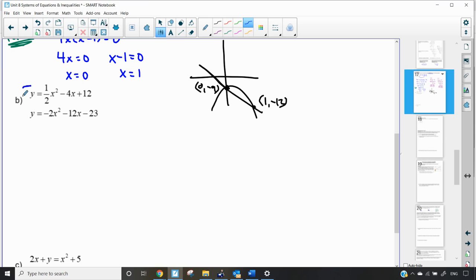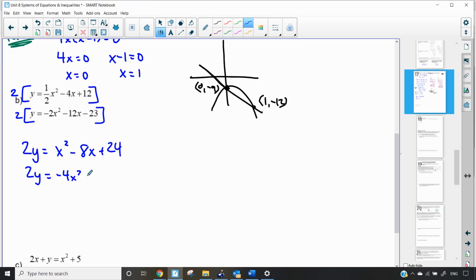So I'm going to make both of my y's look the same, and I'm going to multiply by 2. The reason I'm doing that is because in the end, that's also going to help me get rid of my fractions. So while the y's already look the same, multiplying both equations by 2 is going to help me get rid of that fraction. So this is going to give me 2y equals x squared minus 8x plus 24, and 2y equals negative 4x squared minus 24x minus 46.